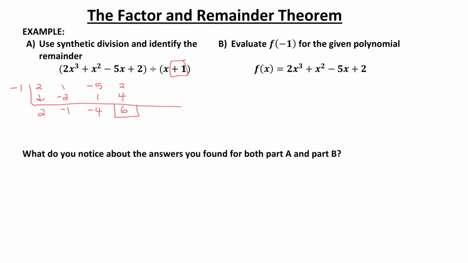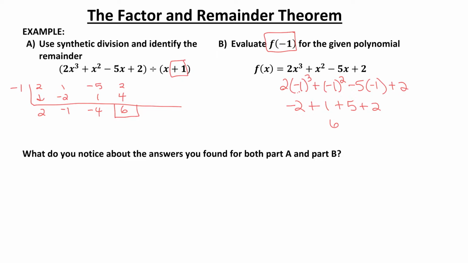Okay, now let's evaluate this exact same polynomial, but we're going to evaluate f of -1. So what that means, again, is we're going to plug in a -1 everywhere that we see an x. So we're going to have this. Okay, now let's evaluate that. Well, -1 to the third power is -1. -1 times 2 would be -2. -1 squared is a +1. -5 times -1 is a +5. And then we'd have +2. When I add all those numbers together, notice that I get 6.